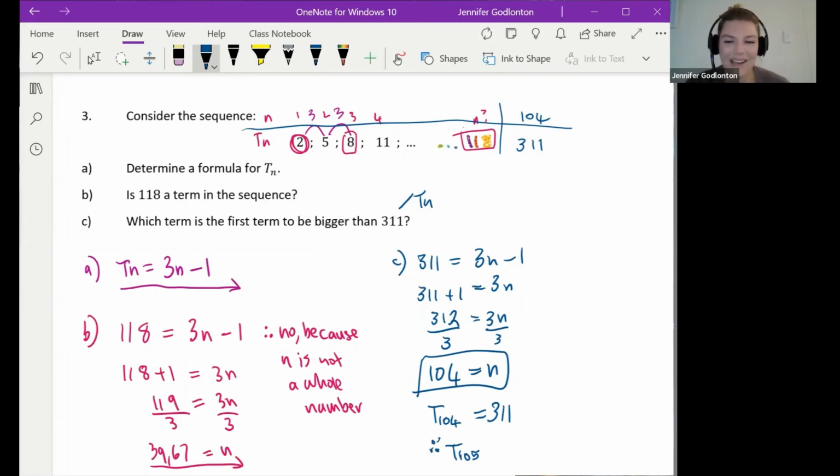Did anyone land up getting question C right? I'm curious. I wrote 105, and then underneath it I put 314. Oh, that's because you worked out what it was. That's okay, great. Oh, we have a few people who got C. That's awesome, because it was the first time you've seen something like this.